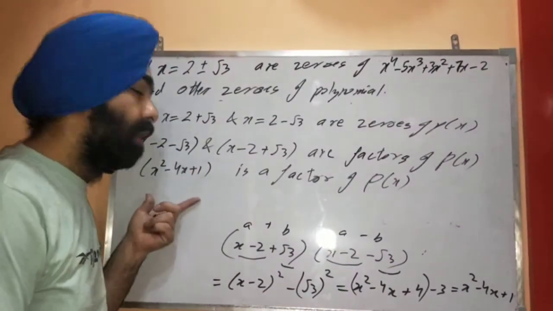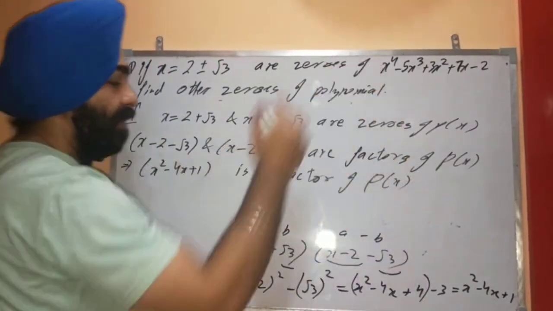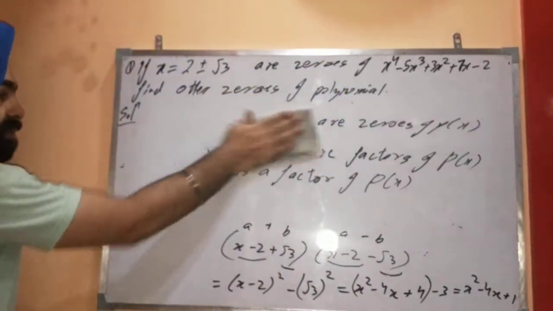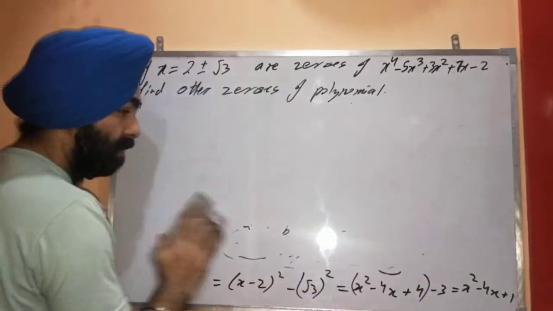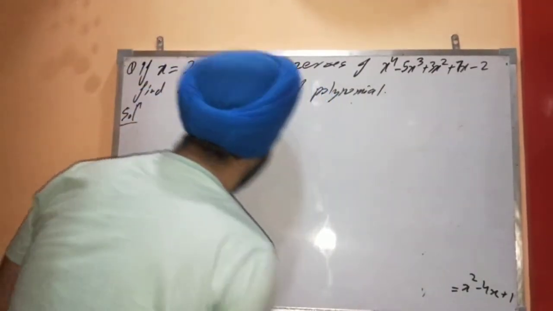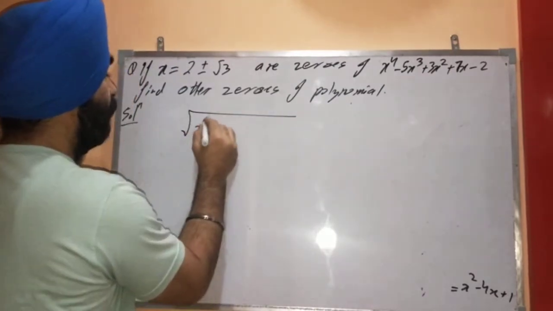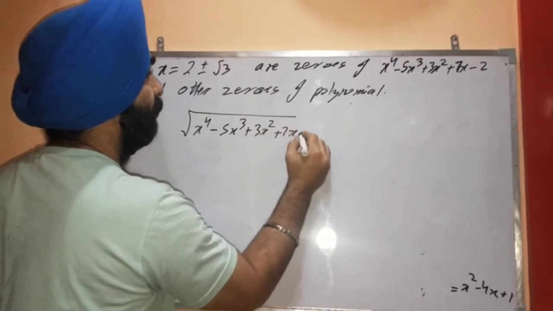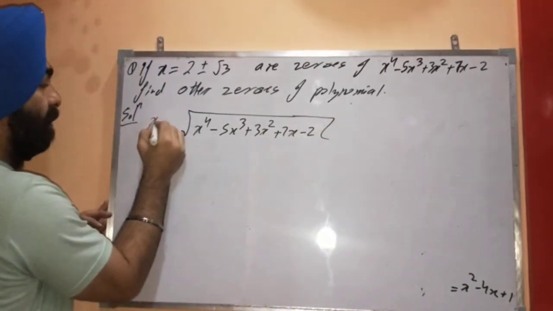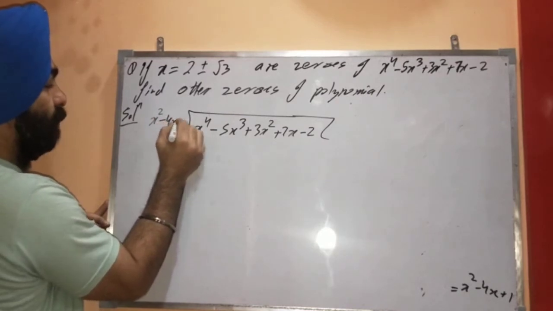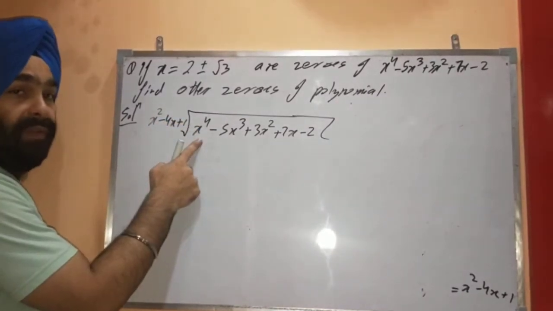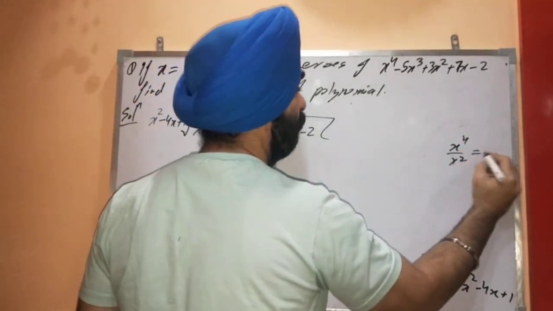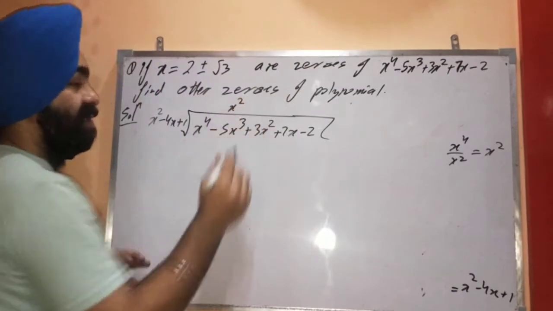That means now we have got the divisor, and the dividend is already provided. Now we will begin the division process. So for division, x raised to the power 4 minus 5x cube plus 3x square plus 7x minus 2 will be divided by x square minus 4x plus 1. On dividing the first term of the dividend with the first term of the divisor, we get x square. So x square is the first part of the quotient.